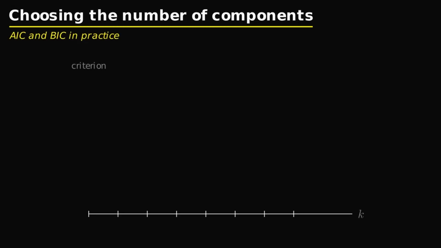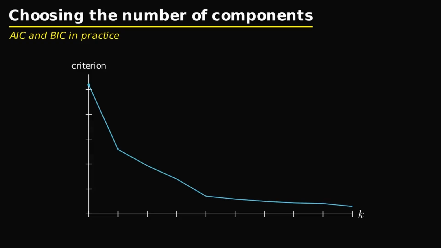We now evaluate the AIC and BIC as functions of the number of components. We are looking for a minimum that balances goodness of fit and model simplicity. The AIC curve decreases steadily and does not provide a clear minimum. The BIC curve, however, does reach a minimum. In this case, the minimum occurs at 5 components. These criteria are heuristics, useful guides, but not absolute truths.